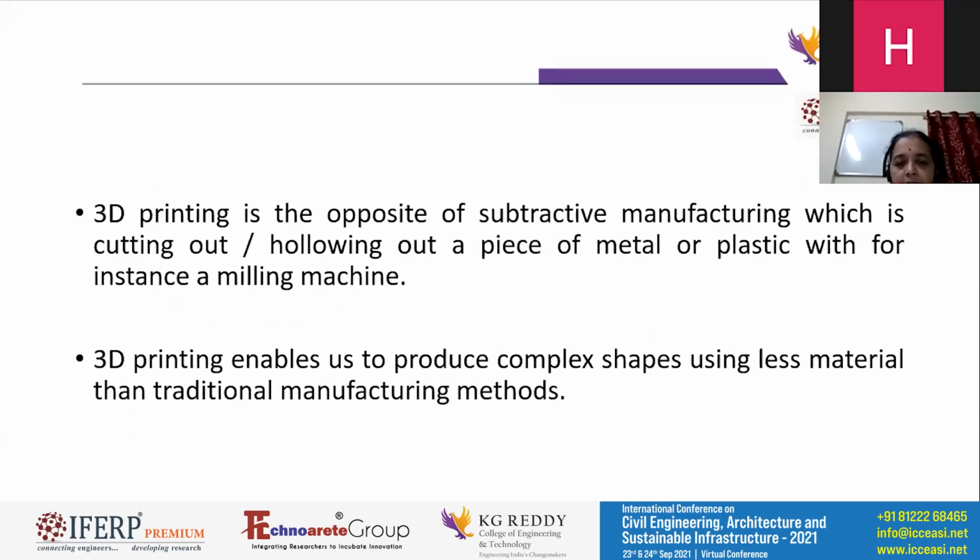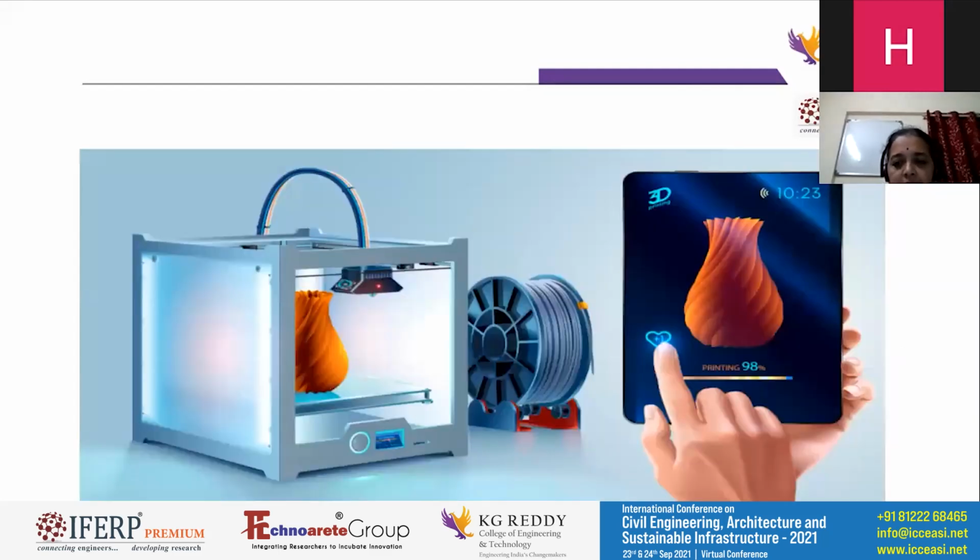3D printing is the opposite of subtractive manufacturing, which is cutting out or hollowing out pieces of metal, plastic or other materials, for instance milling machines. So 3D printing enables us to produce complex shapes by using less material than the traditional manufacturing methods. So this is the concept.